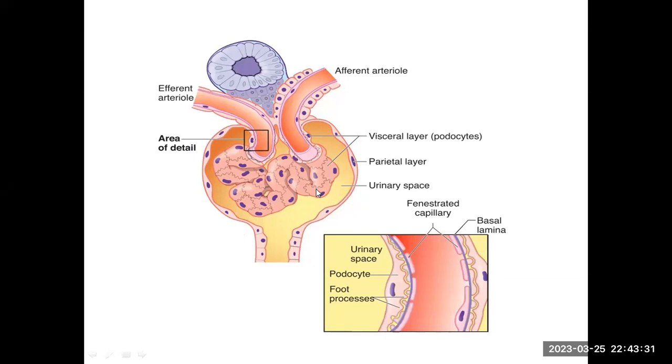And the inner layer, which is attached to the capillaries, is called the visceral layer, and it's made of podocytes, which form part of the filtration membrane. So as you can see here again, this is the capillary lumen. These are the endothelial cells, which are fenestrated. There are pores. And then this is the basal membrane. And here we have the podocytes with their foot processes.